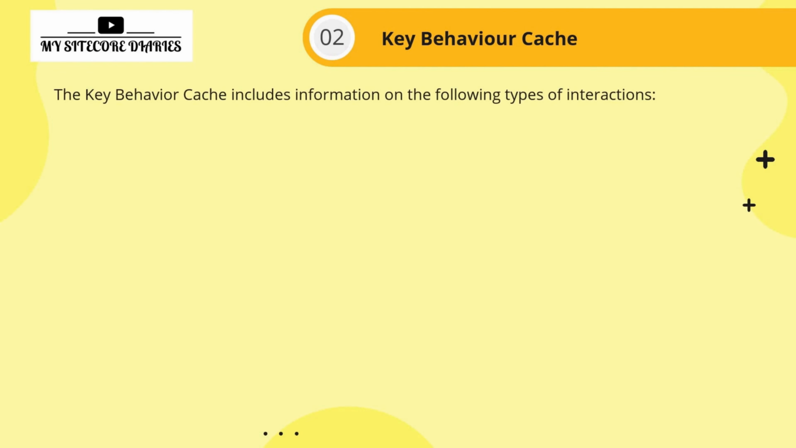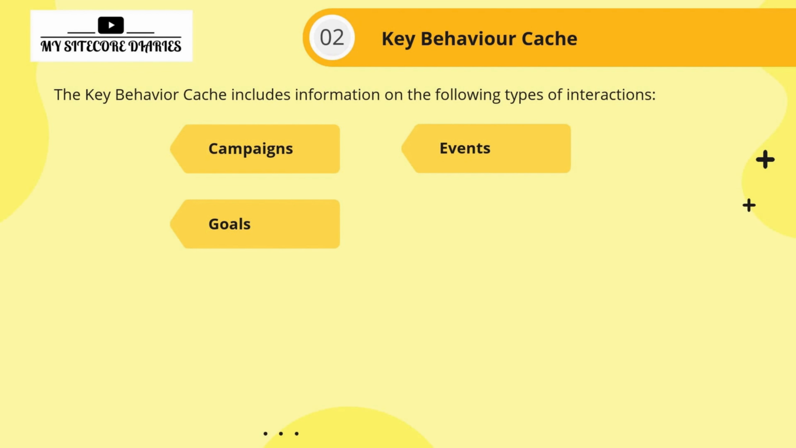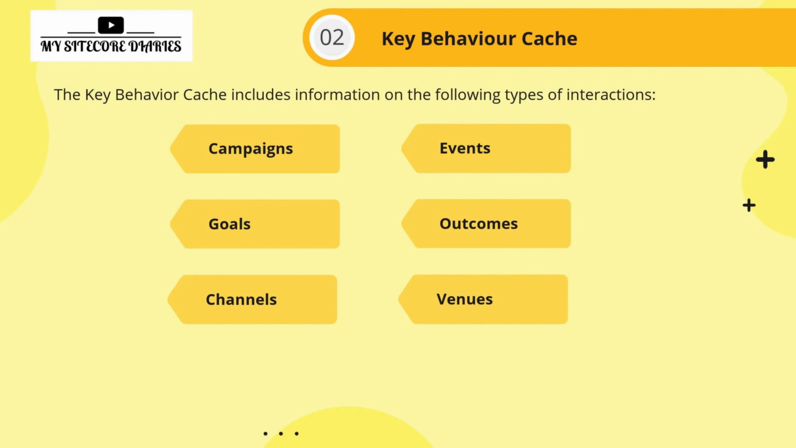Now we are talking about the key behavior cache. What are the things that get stored in the key behavior cache? These are the default items which are stored in the key behavior cache. First is the campaigns. The campaign information is stored in the key behavior cache. Then the events, goals, outcomes, channels. What are the different types of channels you are using? Mobile, desktop, laptop. That kind of information is stored in your cache, and the venues. So these are the default data.